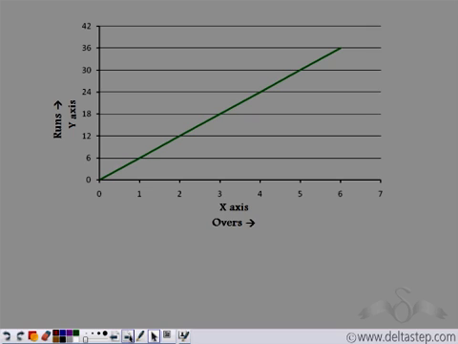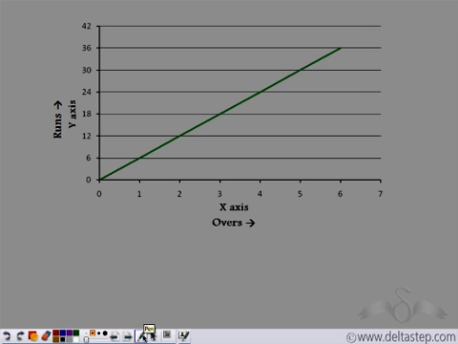Now let us plot the runs scored by one of these teams in different overs. So here on the x-axis, this horizontal axis, we plot the overs. And on the y-axis, we plot the runs. Now what if we want to calculate the run rate of this team at any point, say after the fourth over? So how do we read this graph? Let's see. So I want to calculate the run rate after the fourth over.